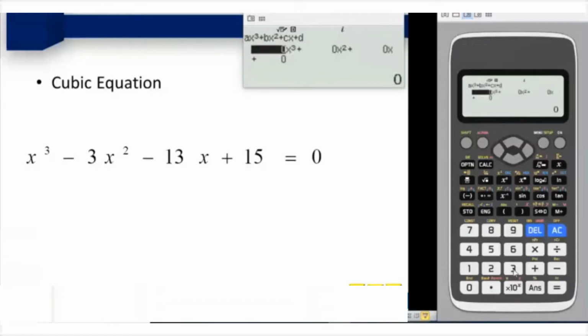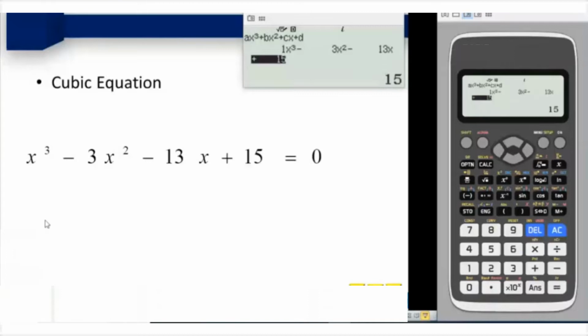So now please realize that the calculator is clearly identifying that please insert the question or the values in the form ax cube plus bx square plus cx plus d. So we will insert this cubic equation into the calculator. Where there is no coefficient, we press 1 is equals to, minus 3 is equals to, minus 13 is equals to, 15 is equals to.